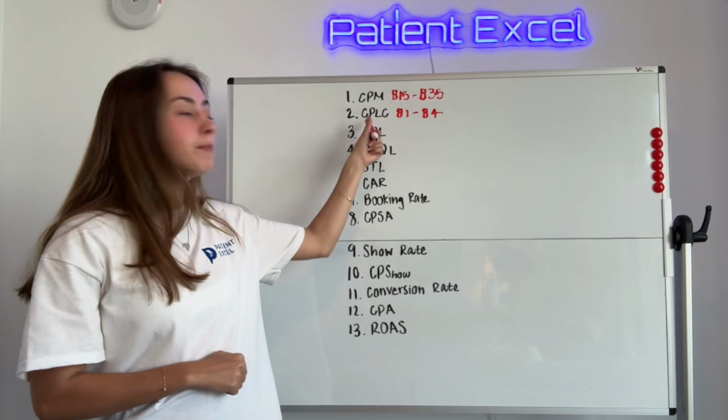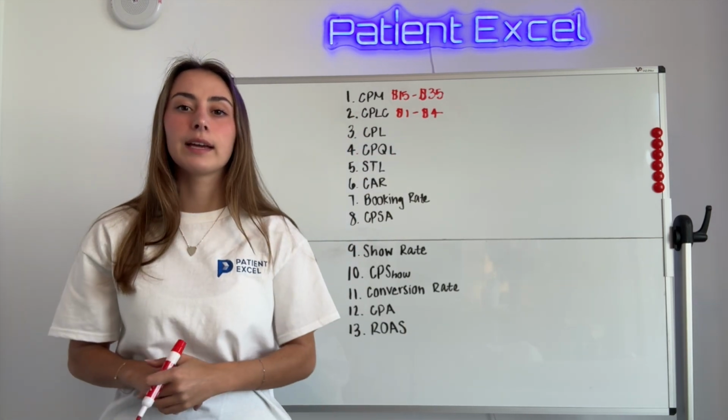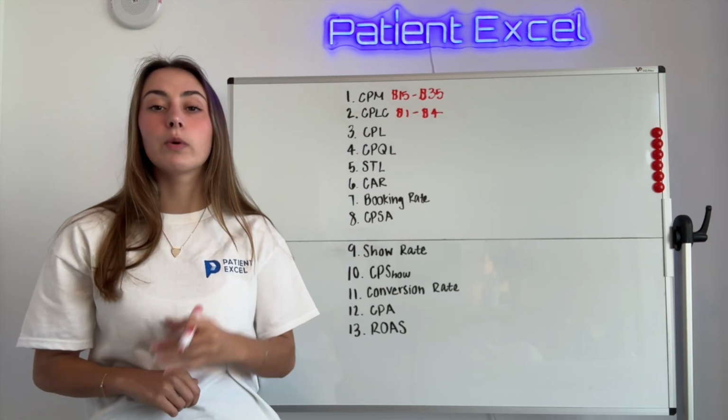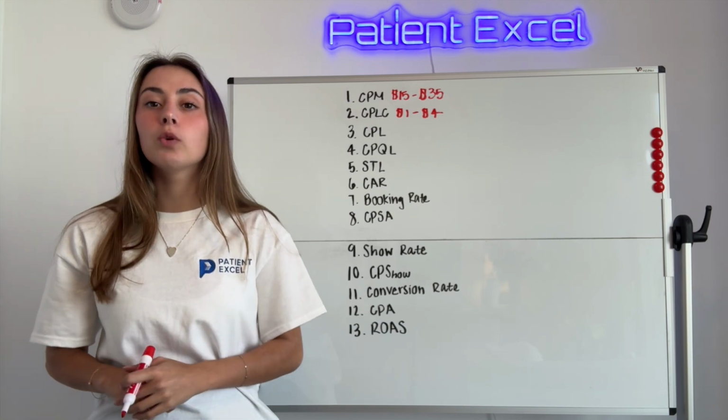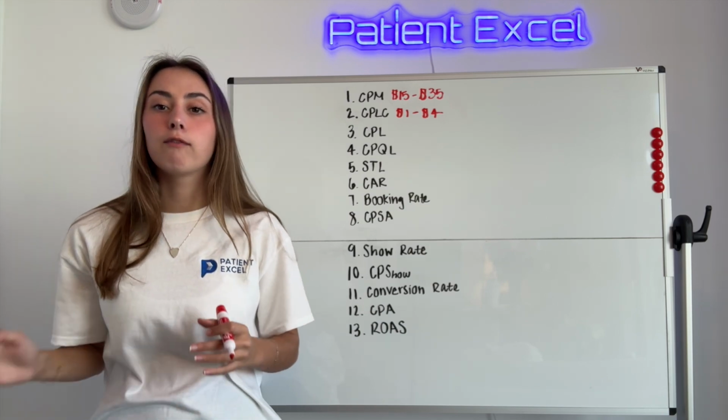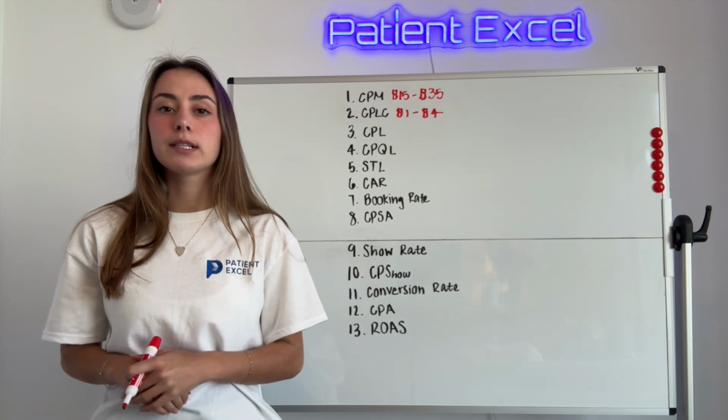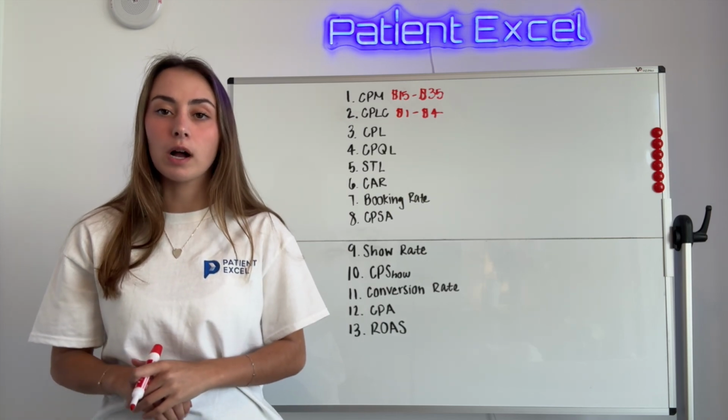And if you're spending a lot to get 1,000 impressions, you likely are having a problem with your creatives or targeting. So CPLC, or cost per link click, is how much you're spending to have someone click on your ad. Now ideally you want this value to be between $1 and $4, and this is a good metric to see how much traffic you're getting and at what cost.